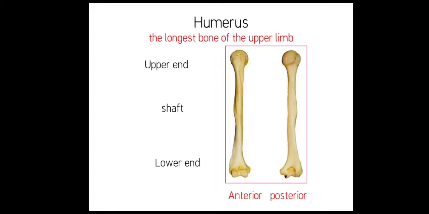Today we are going to continue with the musculoskeletal system, specifically continuing the upper limb. And today's topic is the humerus. The humerus is the longest and largest bone of the upper limb, and it continues from the shoulder joint till the elbow joint. It is the only bone present in the arm.